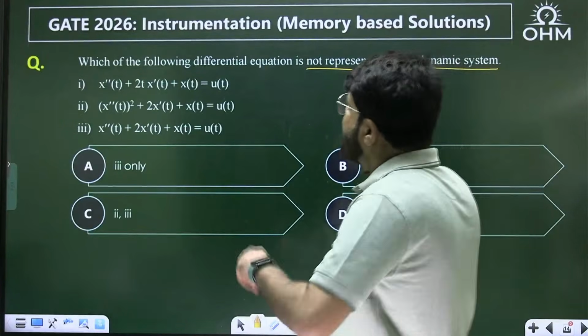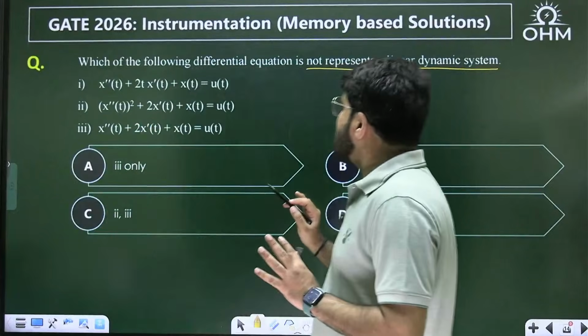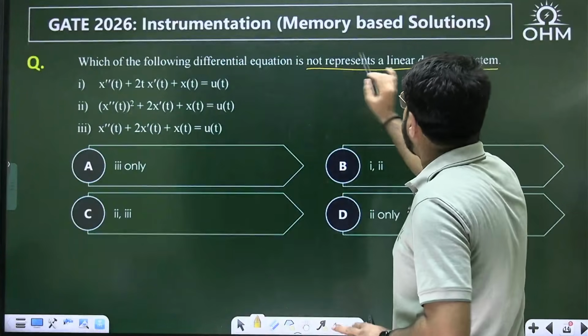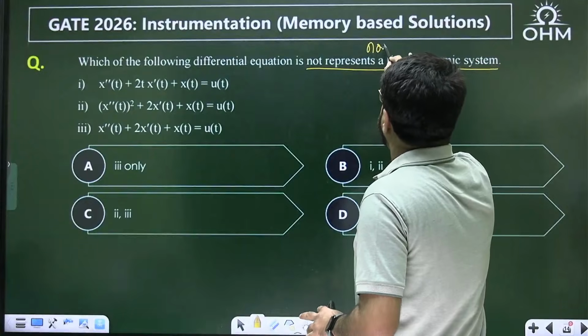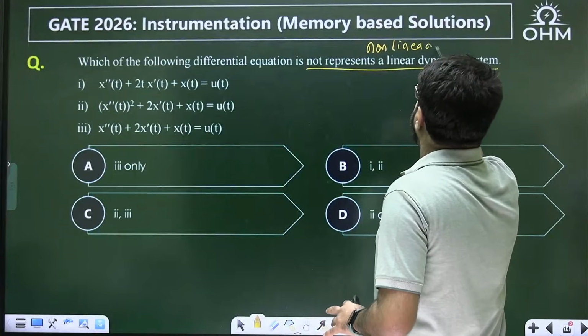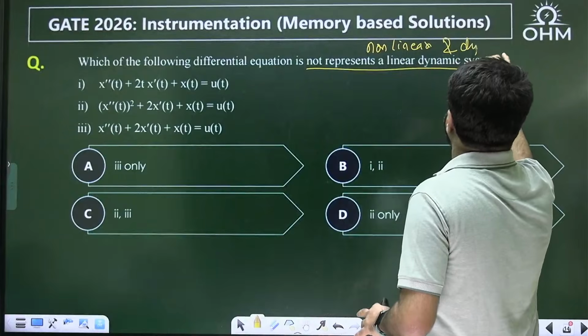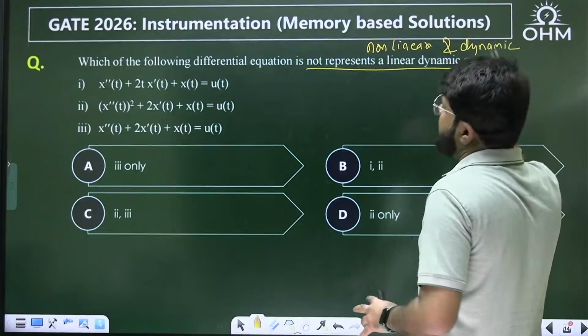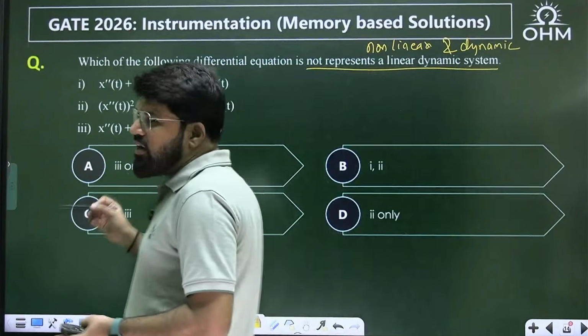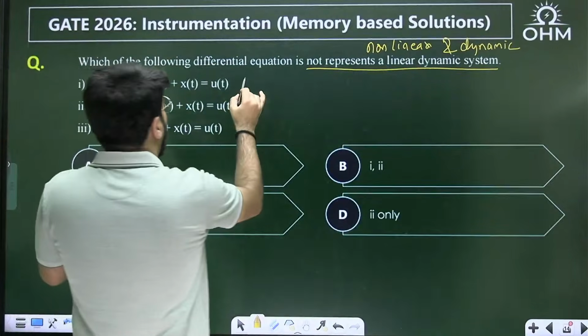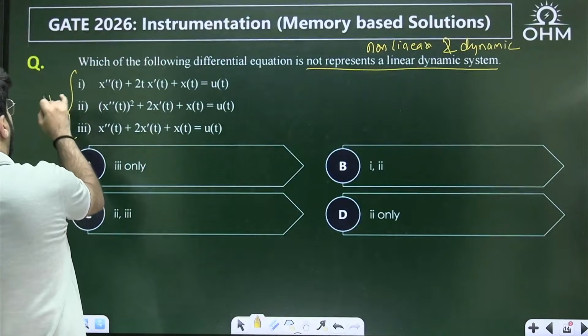Not linear, but anyway, since a differential equation is involved, it has to be dynamic. I mean, non-linear and dynamic, because the differential equation is coming, so it is dynamic at any cost. Because all are derivative terms, the dynamic is there for sure. All of them are dynamic.